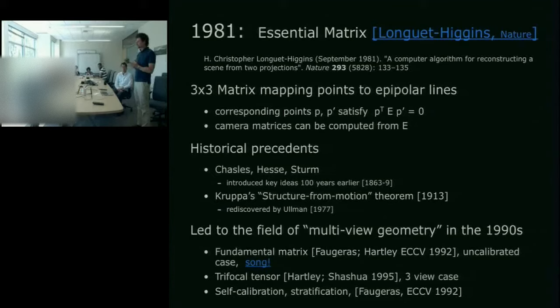All right, and then there's been a lot of subsequent work since then, stuff like the fundamental matrix. The essential matrix wasn't grand enough. You had to have another matrix, which is even more grand. The fundamental matrix is basically the uncalibrated version of this. The trifocal tensor is the three-view case, and so forth.